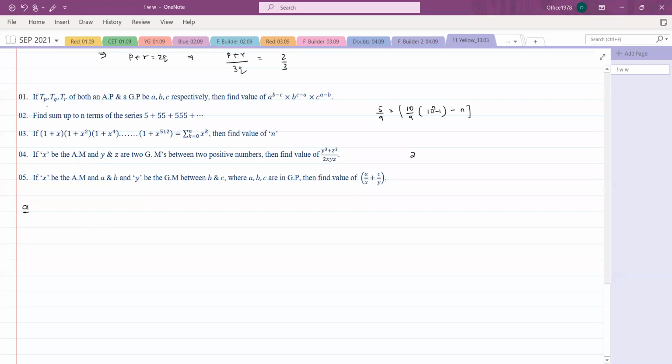Okay. Tp, Tq, Tr of both upon AP and GP be a, b, c respectively.